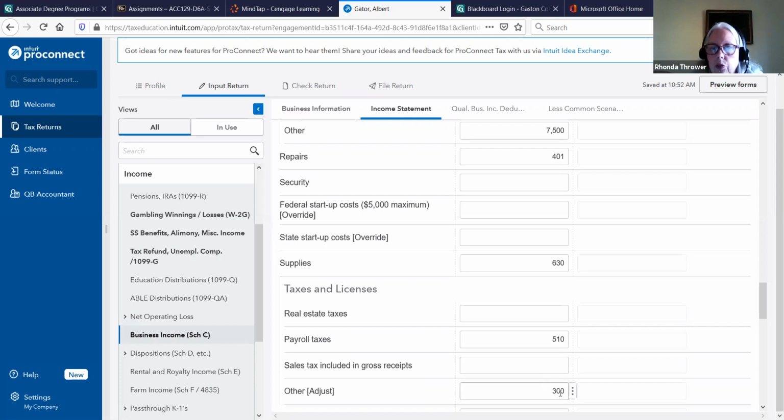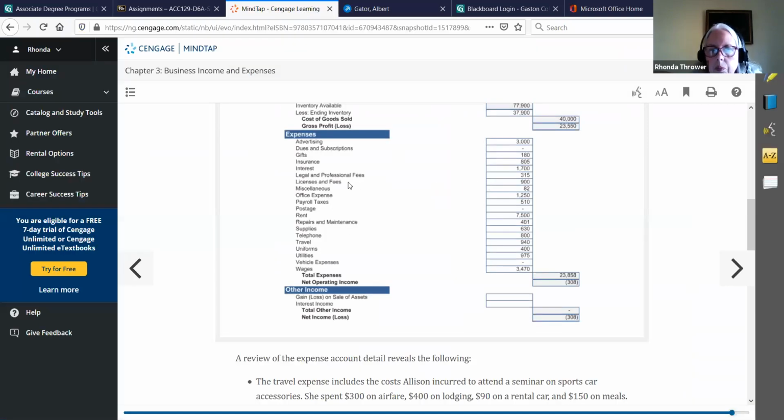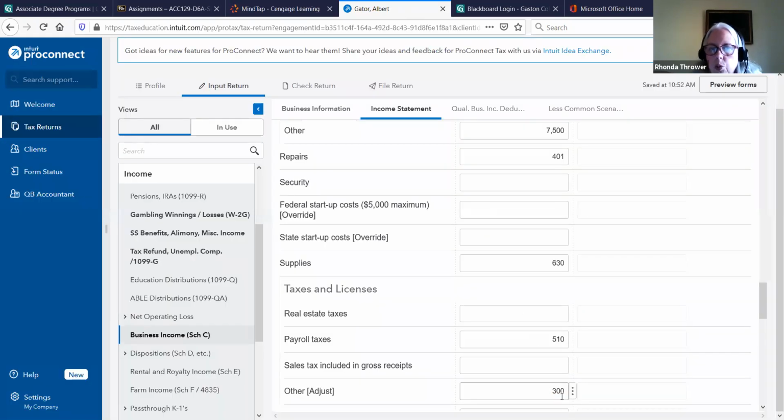And then this 300 is from your license that was given to you in the additional information of the problem, where we took the total license and fees, which was 900. We subtracted out 600 for the fees, and that left us with the license portion. That license portion of 300 is entered here under taxes and license.